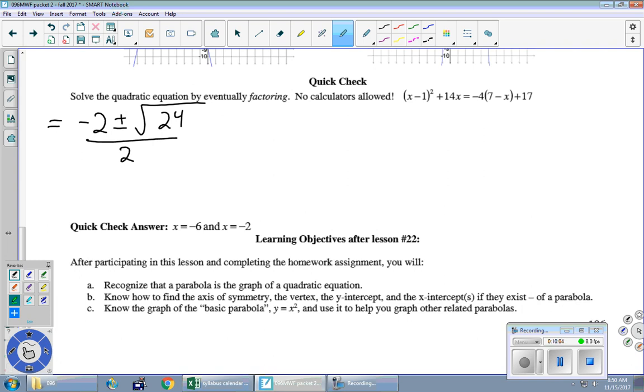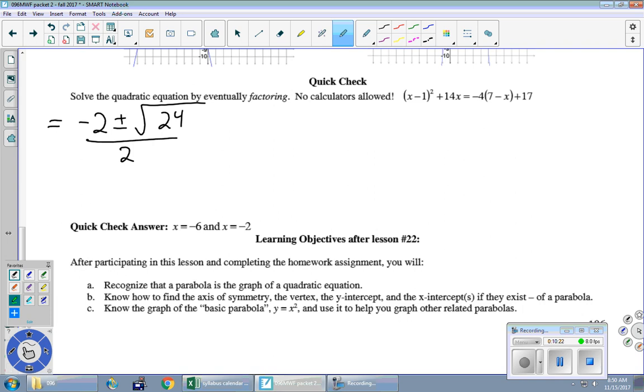Yeah, so this is the continuing problem from here. This is what we're solving. Okay, so it turns out we have to go farther with this. If we can simplify that radical, then we're supposed to.